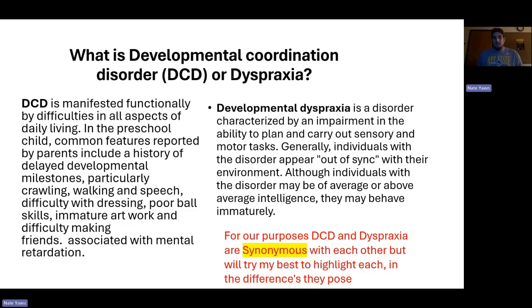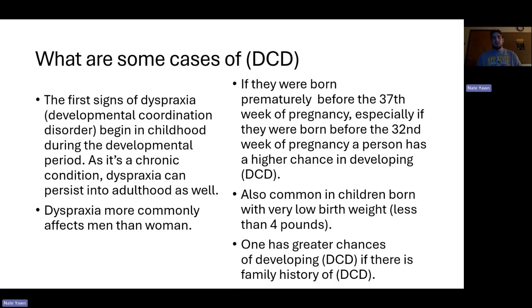Developmental dyspraxia is a disorder characterized by impairment in the ability to plan and carry out sensory and motor tasks. Generally, individuals with the disorder appear out of sync with their environment, although individuals with this disorder may have average or above average intelligence, meaning they are one and the same with you and me, and they may behave immaturely. Keep that in mind. What are some causes?